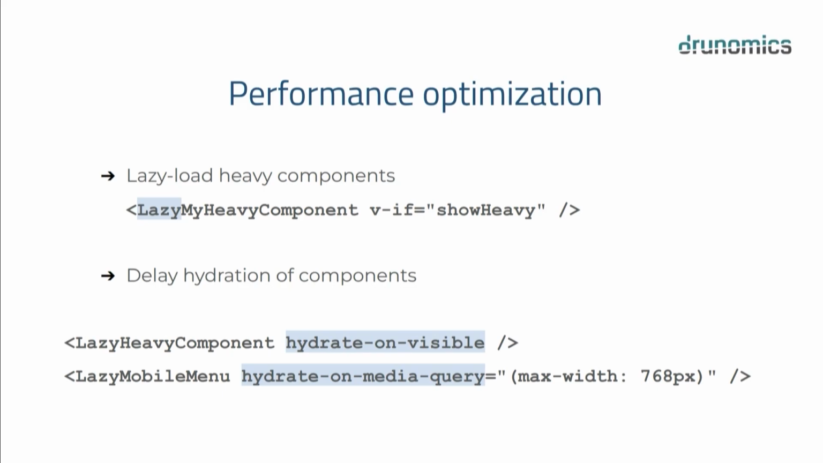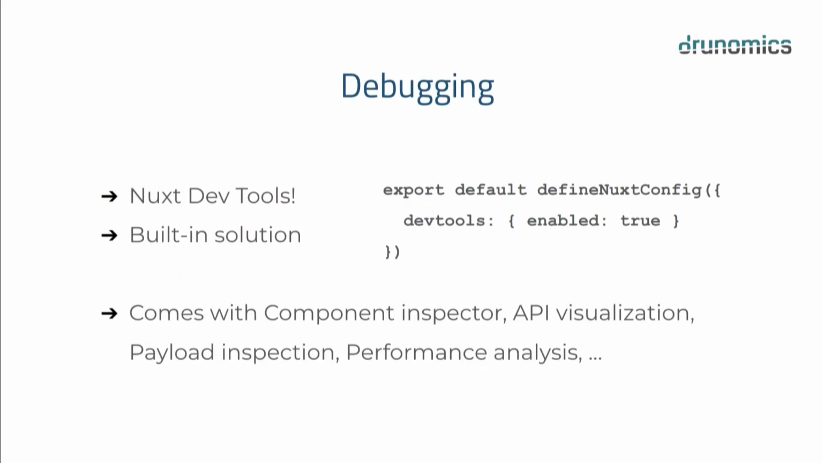So now Nuxt has this built in as a feature. Very recently, in Nuxt 3.16, this was introduced, and you can just add this directive, hydrate on visible, and it will just do it. Or also, for the mobile menu, it might be convenient to only hydrate it when it's actually used, so you can hydrate it based upon a media query, also quite handy.